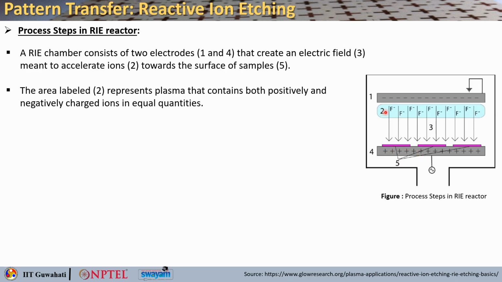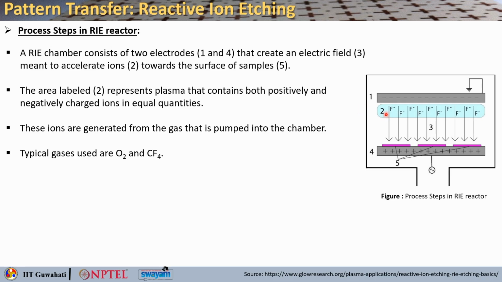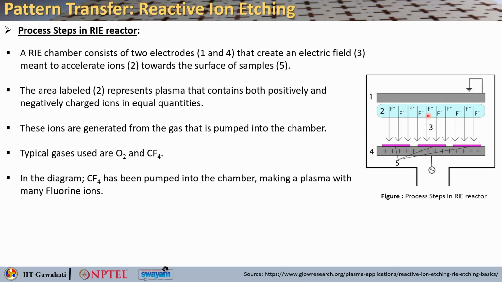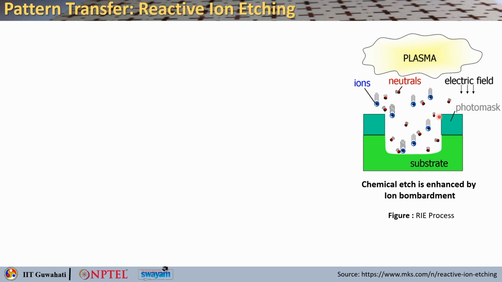So, the area labeled as 2 basically represents the plasma that contains both positively and negatively charged ions in equal quantities. Now, the ions are basically generated from the gas that was pumped into the chamber. And what are these gases? They can be typically oxygen or CF4. So, here in this particular diagram, you can see CF4 has been pumped into the chamber and you are getting a plasma made of many fluorine ions, right.